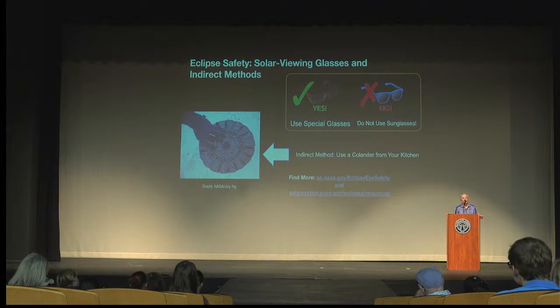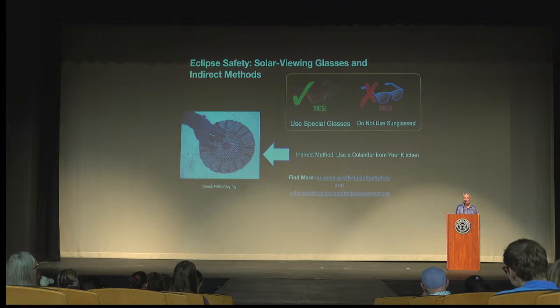For the partial phases of either eclipse, the annular, and this will be neat for this area around here on October 14th, stand under a tree and you will see little crescent suns projected onto the ground. That's essentially a pinhole projector. And you can make those too. You can use a colander. Go into your kitchen, pull out a colander, hold it to the light, and you'll see little crescents shining through those holes in the colander.